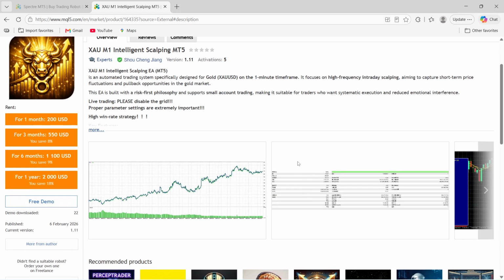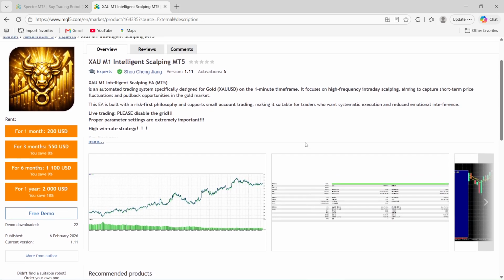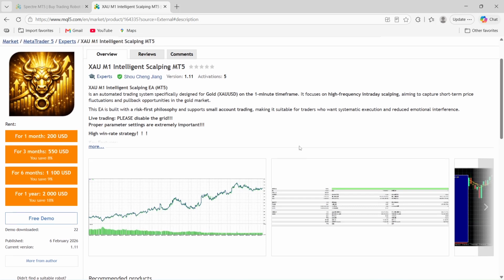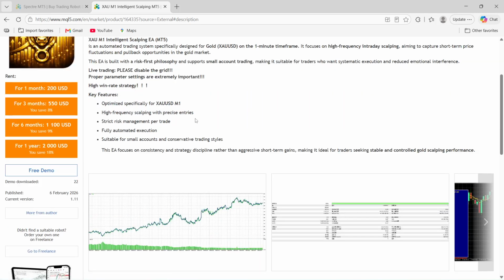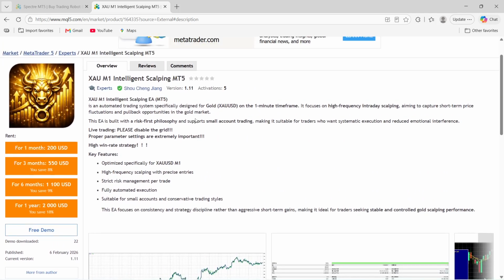Alright, so this is a high frequency gold scalper designed specifically for the M1 time frame. So let's see the claims and what testing showed. So I'll just expand this so we can walk through the strategy.